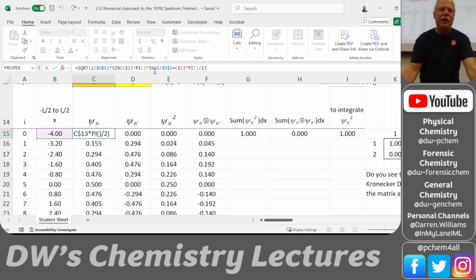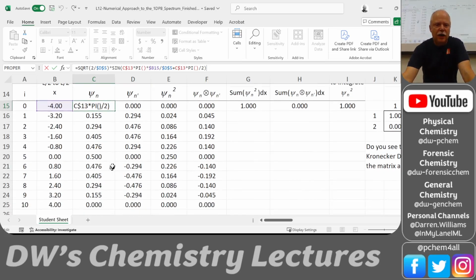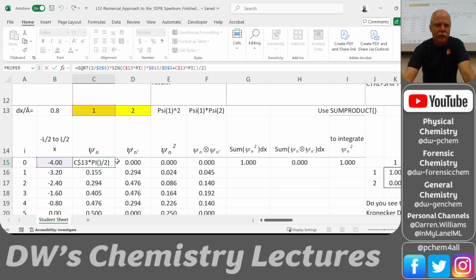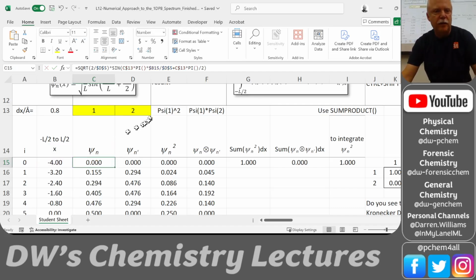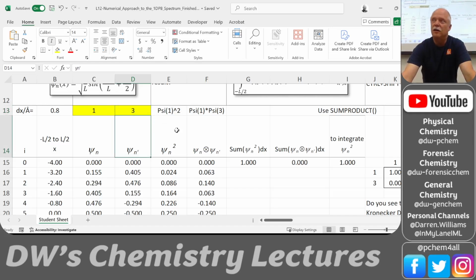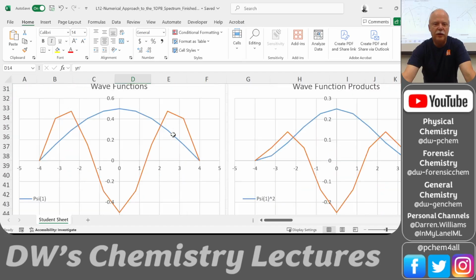And a very handy thing is to use F4 to cycle through the anchoring of the column or the row and so on. Then on this spreadsheet, we've got them plotted down here. So you can play around with the quantum numbers. I'm plotting 1 and 2. Let's plot 1 and 3. All of the gold colored cells are ones that you can change and play with, okay? And so here are the wave functions. You see psi 1 is in blue, psi 3 is in orange.